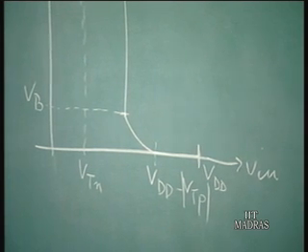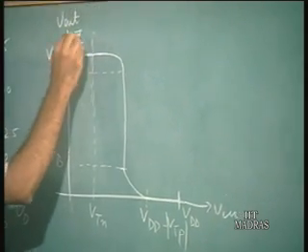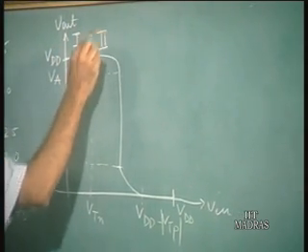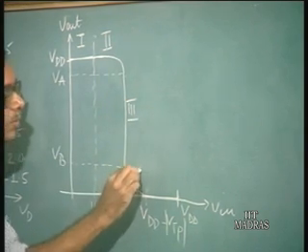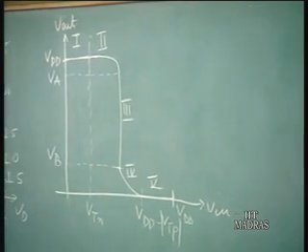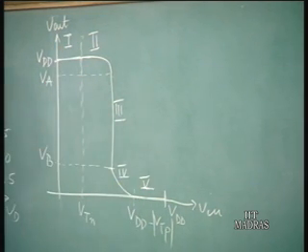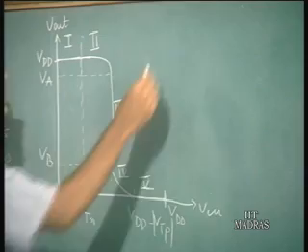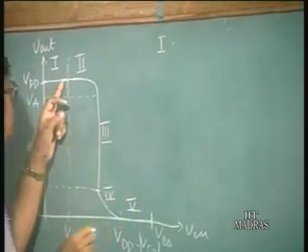VDD. So basically, if we look at this input-output characteristic, there are 5 regions. Let me call this region 1, this region 2, this region 3, this region 4, and then we have another region 5. So there are basically 5 different regions of this curve. Now let us look at the different regions.